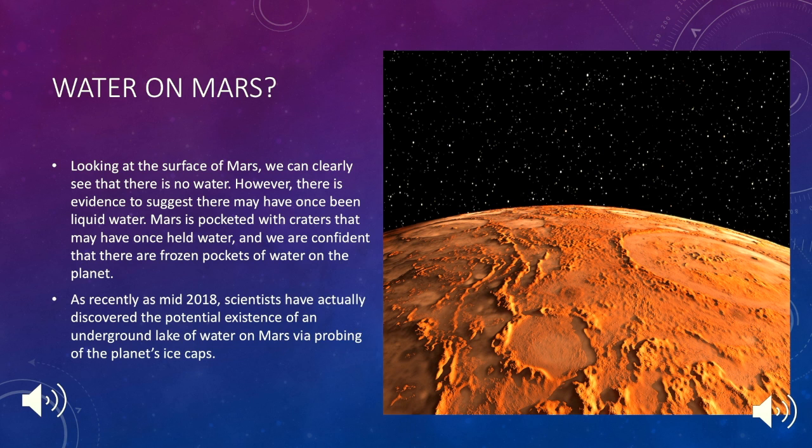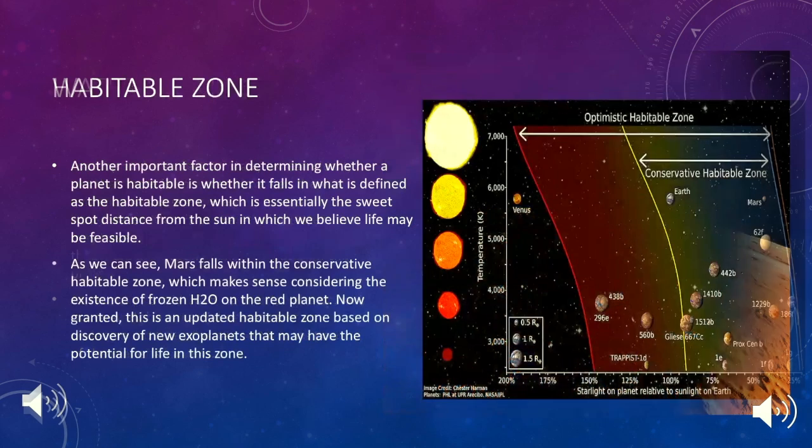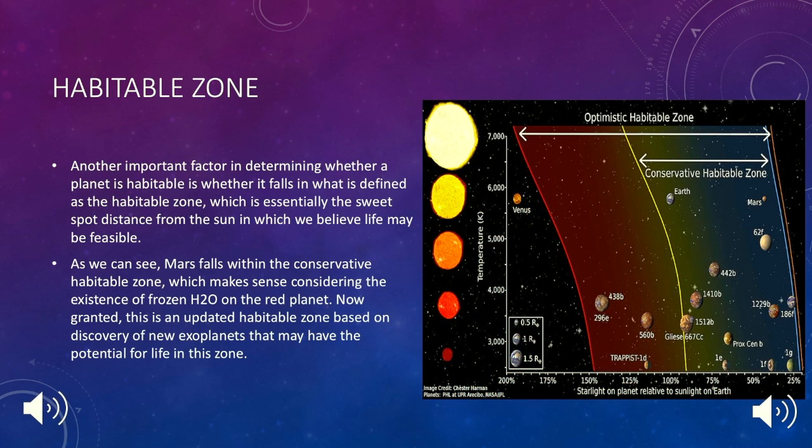However, we have recently discovered, and we're pretty confident, that there are some ice pockets underneath the planet's surface in some little underground areas. And as recently as mid 2018, we've discovered that there might be a water pocket under there. So moving on, we have the habitable zone, which is another important factor in determining whether a planet's habitable.